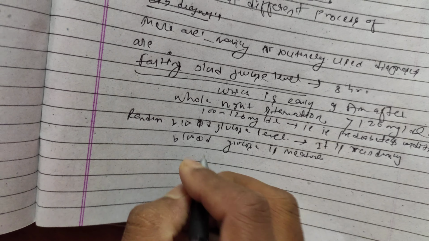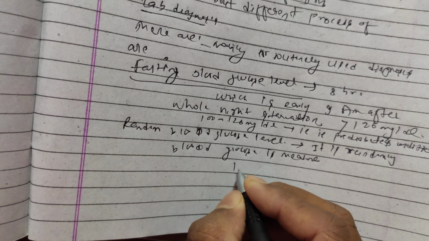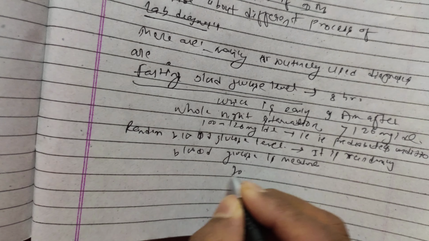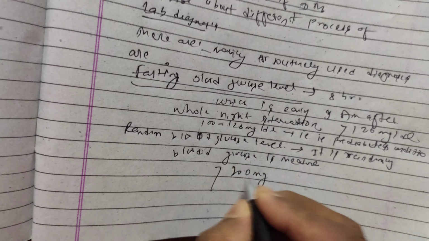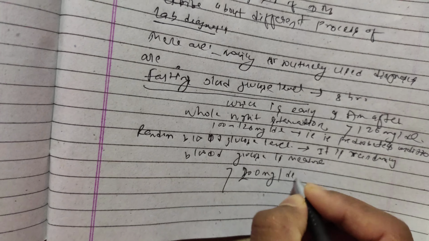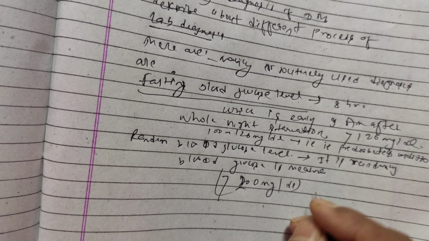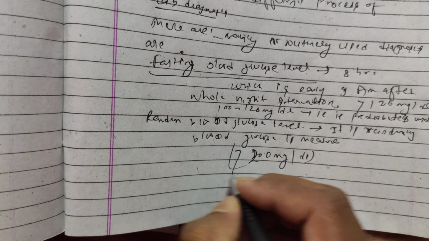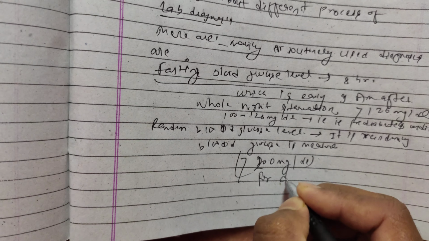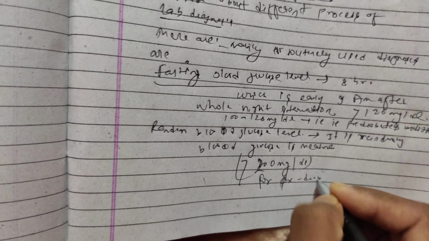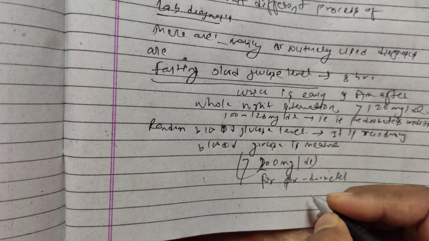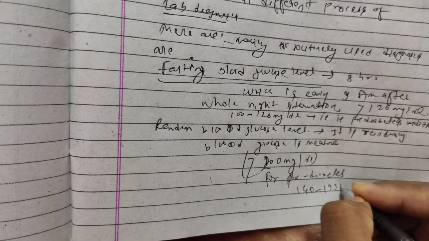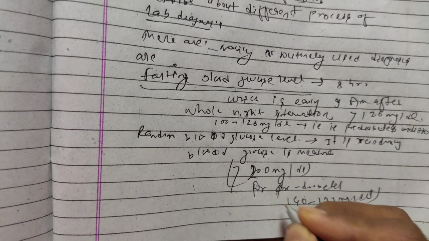And in the random blood glucose level, if the blood glucose level is greater than 200 mg per deciliter, then the individual can be considered diabetic. For the pre-diabetic condition in this case, the blood glucose levels will be 140 to 199 mg per deciliter.